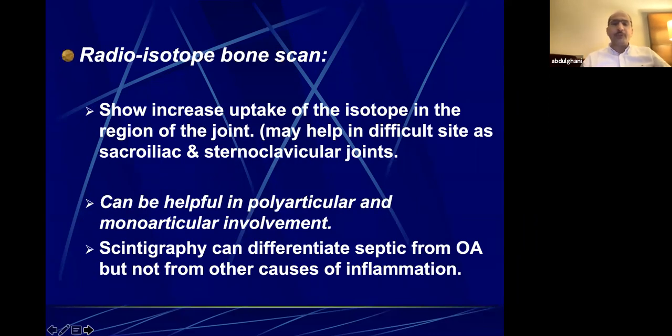Rarely, one has to ask for radioisotope bone scan. It will show increased uptake of isotope in the region of the joint and may help in difficult joints like sacroiliac or sternoclavicular joint. It can be helpful also in case of polyarticular or oligoarticular involvement. Scintigraphy can help us to differentiate septic arthritis from osteoarthritis, but not from other causes of inflammation, because invariably the uptake is going to be the same. So you have to be careful. It perhaps can differentiate osteoarthritis from septic arthritis, but not from other causes of inflammatory arthropathy.